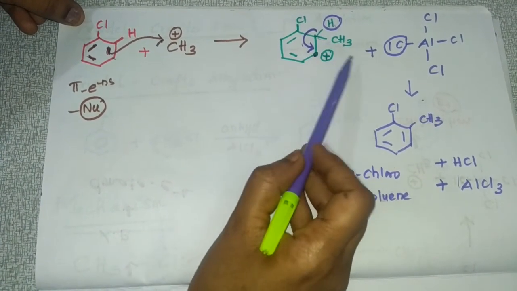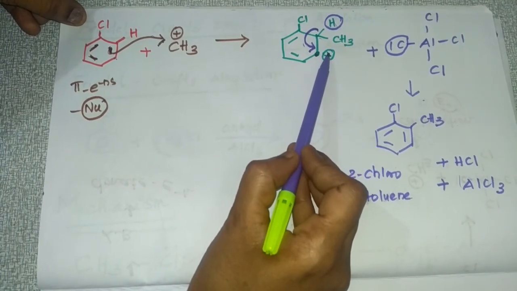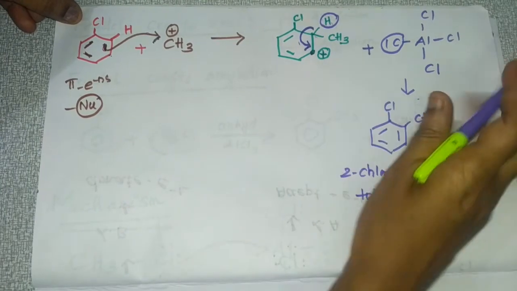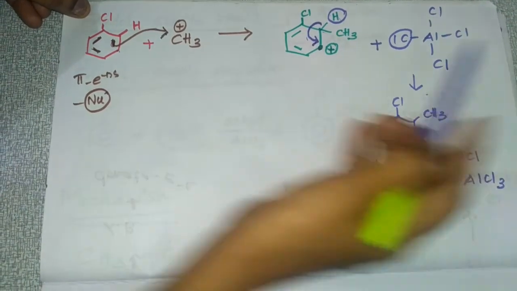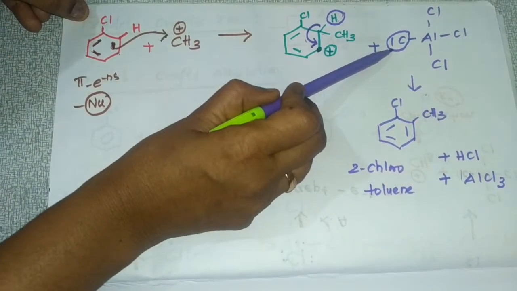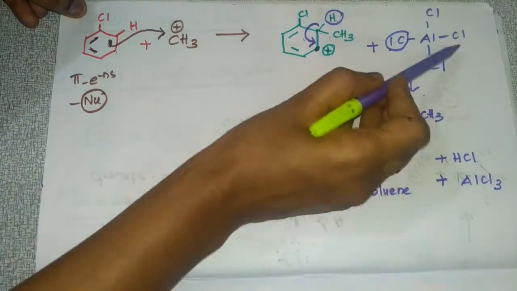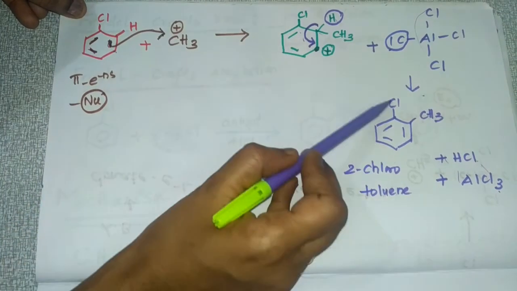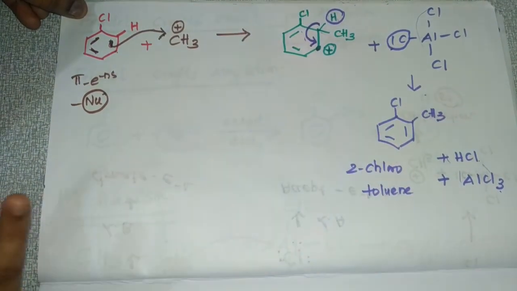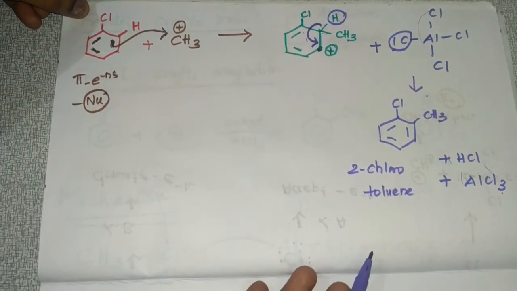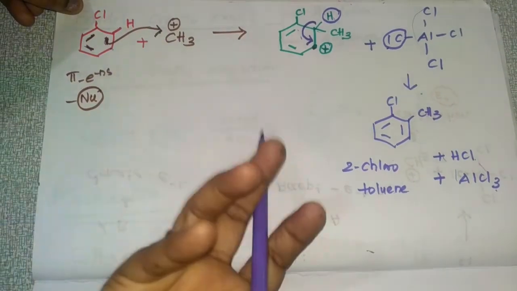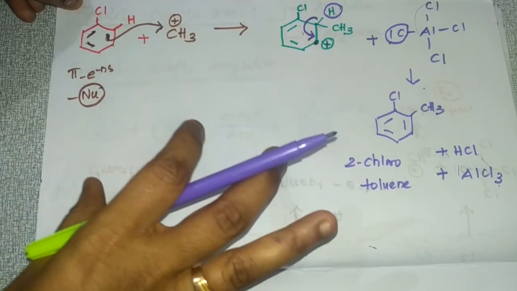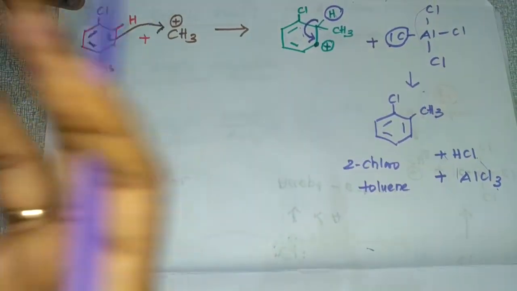Then this positively charged carbon will take the electrons from here, and this hydrogen will get removed as a proton and combine with the Cl, and it will get removed as HCl, and the remaining will be AlCl3. And what is the main product here? Cl and CH3. So this is the ortho product. Similarly, the para product also will be there. But among ortho and para, which will be the major product? The para product will be the major product. So this is Friedel-Crafts alkylation.